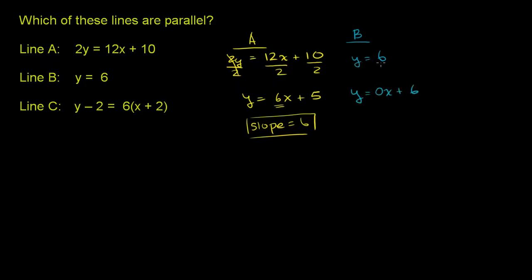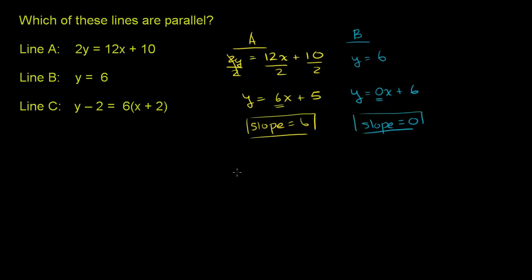The x term is being multiplied by 0 because the slope here is 0. y is going to be equal to 6 no matter how much you change x. Change in y is always going to be 0. It's always going to be 6. So here, our slope is 0. Our slope is equal to 0. So these two lines are definitely not parallel. They have different slopes.